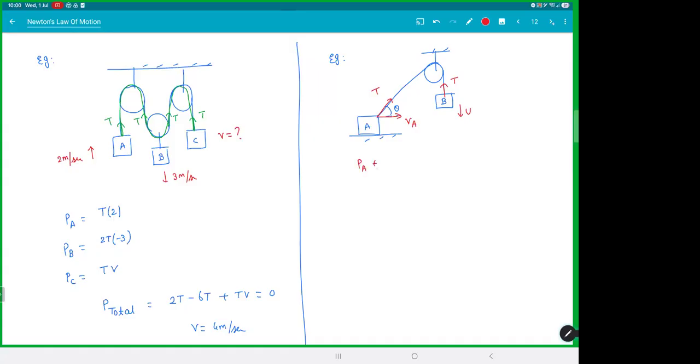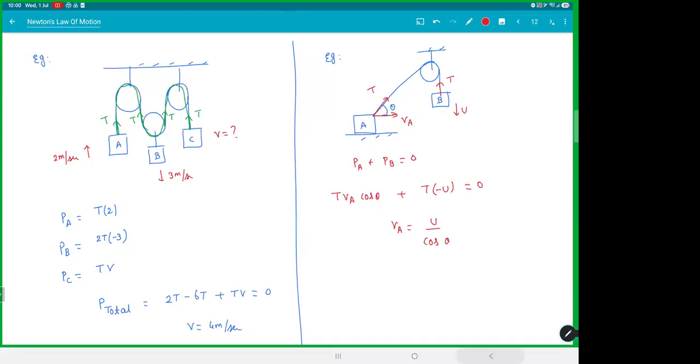So power on A plus power on B must be 0. Power on A, remember, there's an angle between them. T VA cos theta. Power on B, T is upward, velocity is downward, so T times minus U. VA is equal to U by cos theta. No length, no differentiation, nothing. There is no confusion of cos theta. This will always give you the values. Clear with method 2?